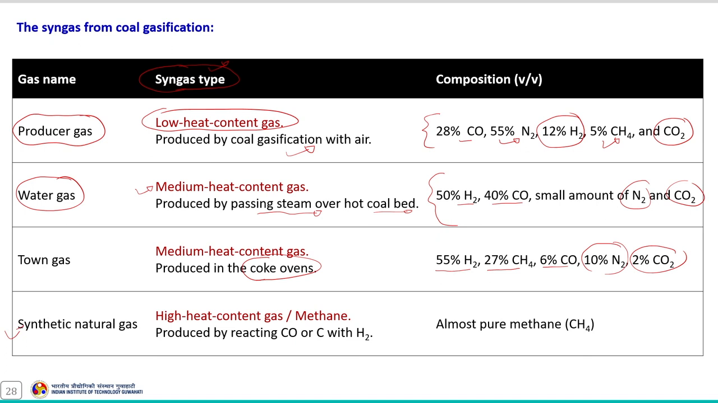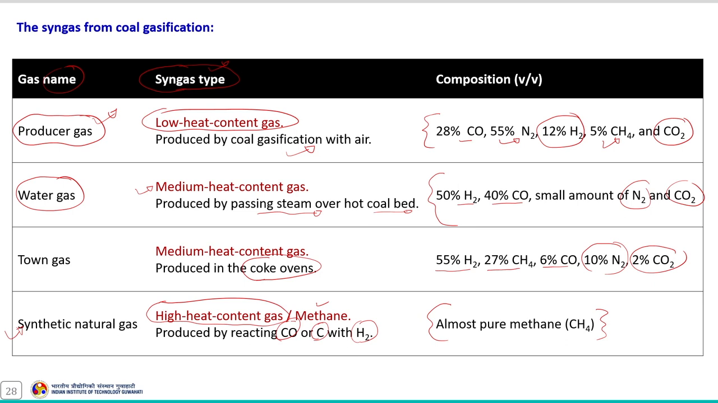While this synthetic natural gas, also referred to as high heat content gas, that is methane, is produced by reacting carbon monoxide or carbon with hydrogen, and it mostly consists of pure methane. And this gives detailed information about the different types of the syngas and their gas name.